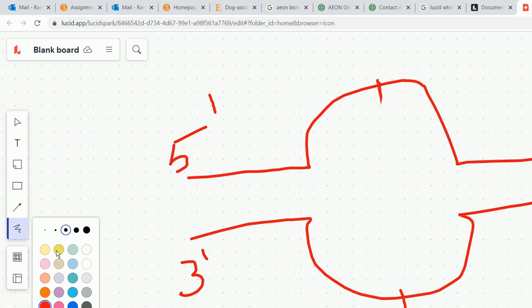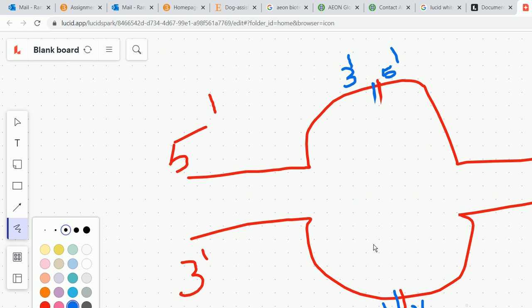So if this is 5 prime, now let's use a different color. Basically here the two strands are separating. If this is the 5 prime, then this side of this strand is 3 prime. If you look from here, on this side, if this is 5 prime, then this side is 5 prime on this strand. Same thing here. If this is 3 prime, this side of the strand is 5 prime, and this side is 3 prime.